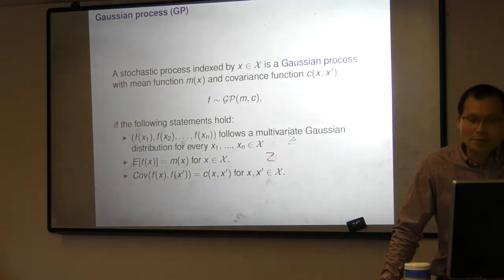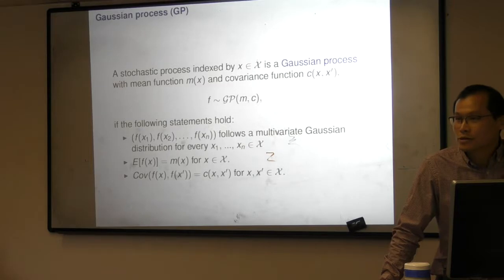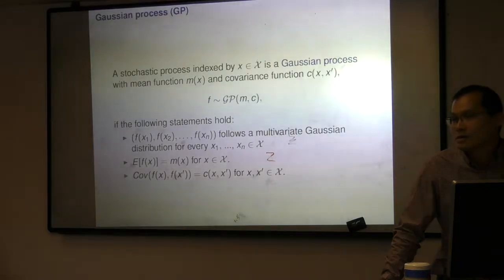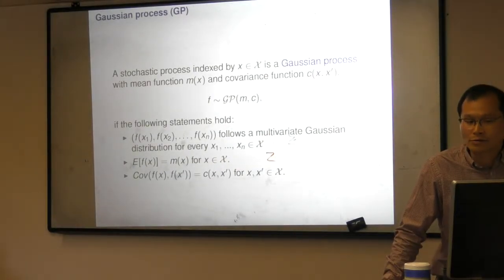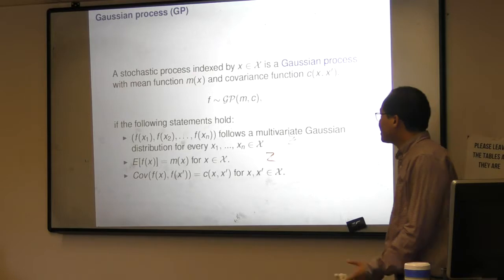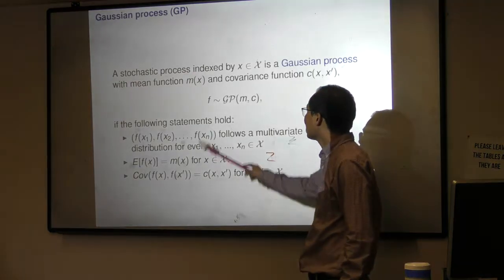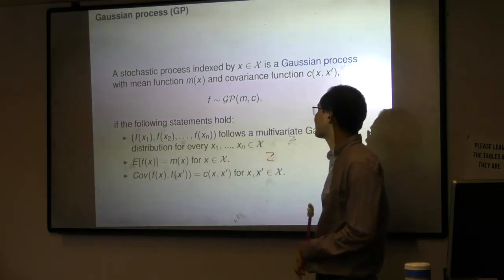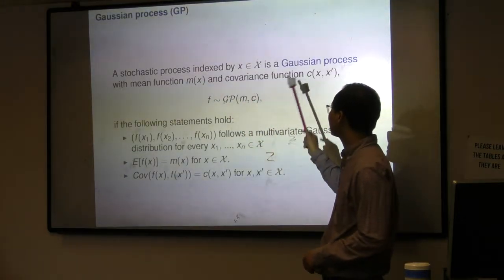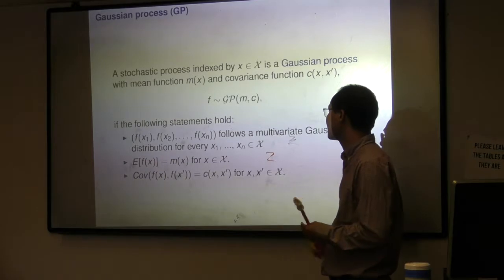So a Gaussian process, by definition, is a stochastic process. Okay, it's a continuous, real-valued stochastic process. It's a Gaussian process if its finite-dimensional distributions are multivariate normal. Okay, and the Gaussian process is characterized by two functions. One is the mean function, which characterizes the mean of this stochastic process, and the covariance function is like explaining the correlations.